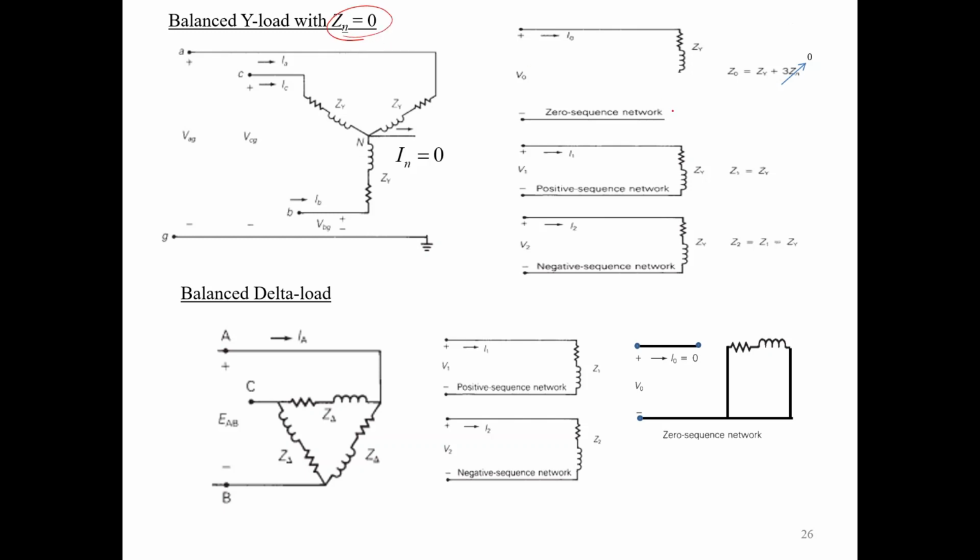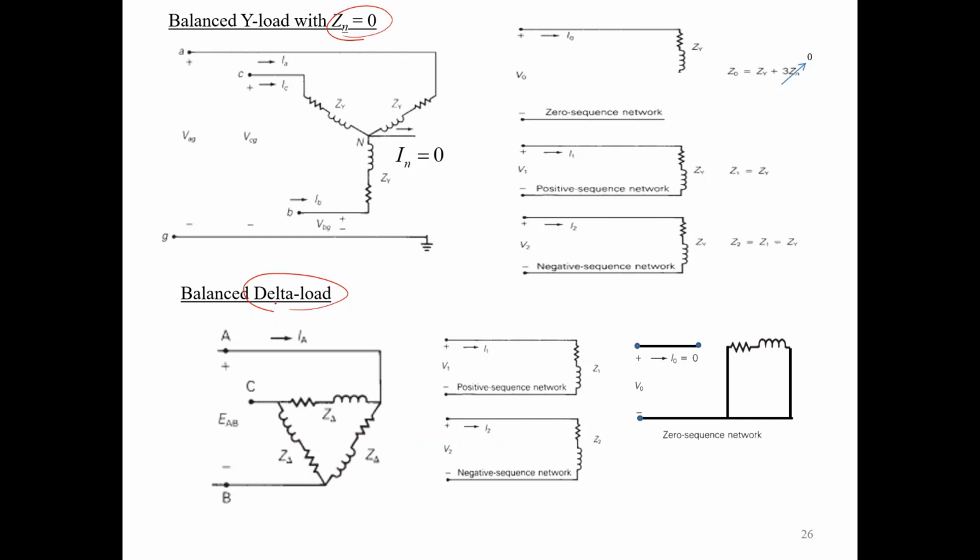The Cn is zero means you just remove the Cn out of the zero sequence network, right? But what happened to the delta connection? For the delta connection, you can see that when we don't have the Cn, or we have open neutral, right? With open neutral, just remove the neutral because you don't have the Cn, okay?